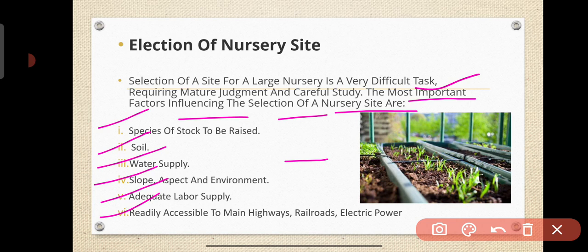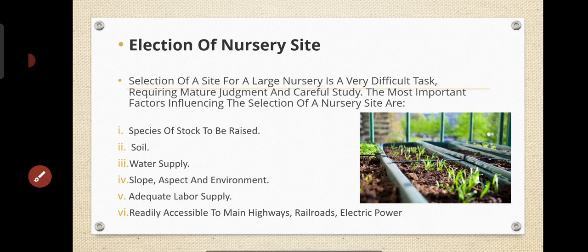Suppose we want to grow plants which grow in summer and need longer daylight, so we cannot grow them in a region where there is less daylight. So we have to take care of the environment also. Next is adequate labor supply, and the nursery must be accessible to highways, railroads, and electric power for transportation purposes. Because if we are making a nursery, we will transport plants from one place to another, so the nursery must be easily accessible to the main highways and roads.